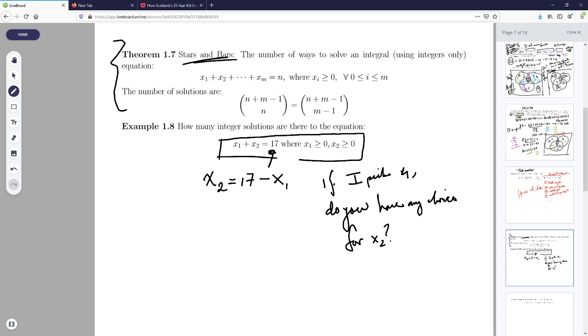And the answer is, well, not really. Not really, no. So that's good, right? So we can actually count up the number of solutions. In this case, the number of solutions to this equation are going to be, well, you can either pick x1 equals 0, in which case x2 is going to be equal to 17, or x1 is equal to 1, or it's equal to 2, all the way up to 17.